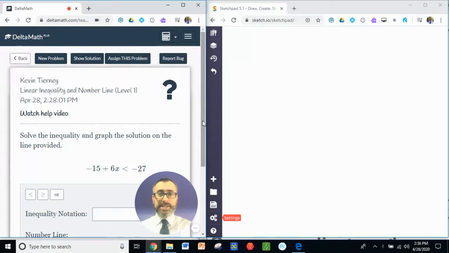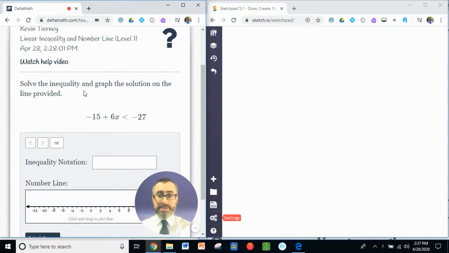Linear inequality and number line. Today, we're going to solve some linear inequalities and show our answers in two different ways. First, by writing a linear inequality, and second, by showing the answer on a number line. Let's take a look at the first problem.